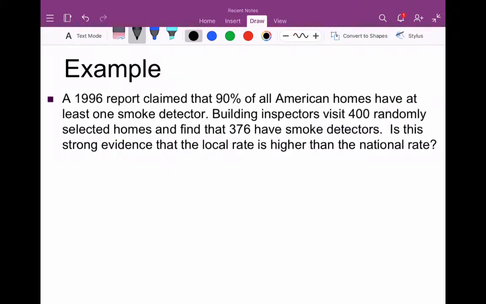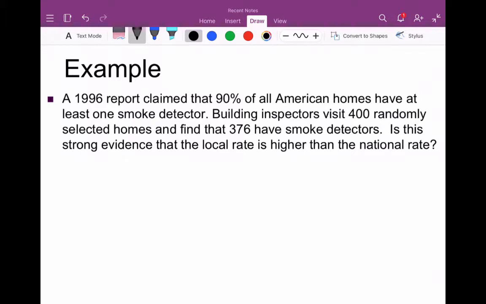Our second example asks, a 1996 report claimed that 90% of all American homes have at least one smoke detector. Building inspectors visit 400 randomly selected homes and find that 376 have smoke detectors. Is this strong evidence that the local rate is higher than the national rate? So we have to go through our 4 steps.